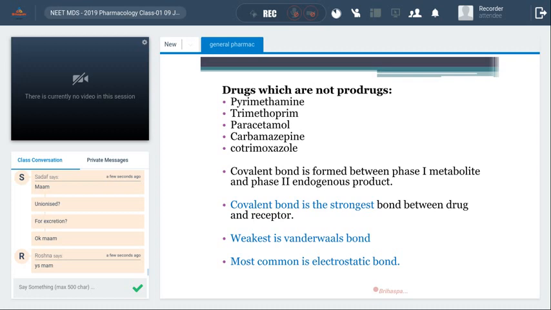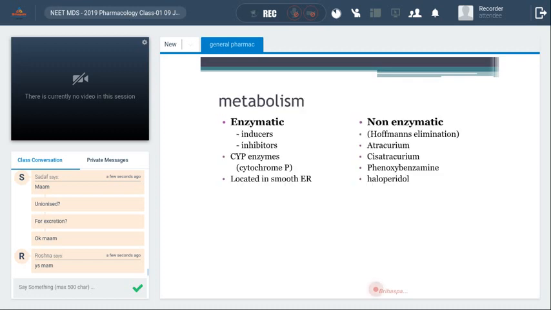And coming to brief about bonds that are formed with the drugs. Okay, normally there's a covalent bond which is formed between phase 1 metabolite and phase 2 endogenous product. That means phase 1 product and phase 2 product, normally covalent bond is formed, and it's the strongest bond between the drug and the receptor. This is a question. The strongest known bond is covalent bond, and the weakest is van der Waals bond. But the most common bond that you come across is electrostatic bond. Please remember this. Covalent bond is the strongest, weakest is van der Waals bond, and most common is electrostatic bond.